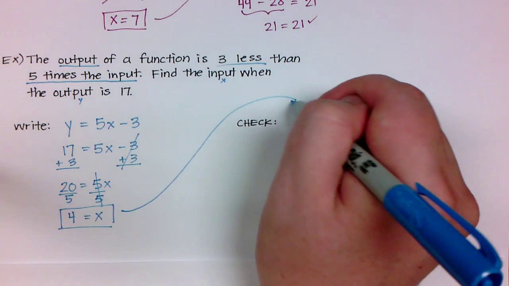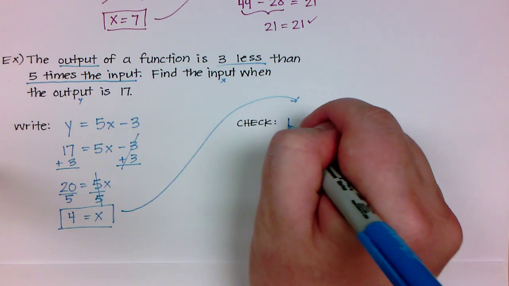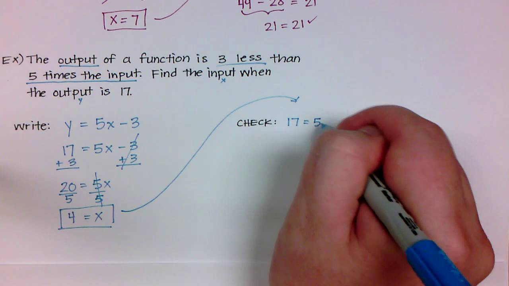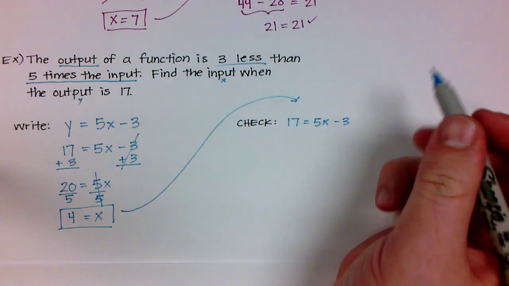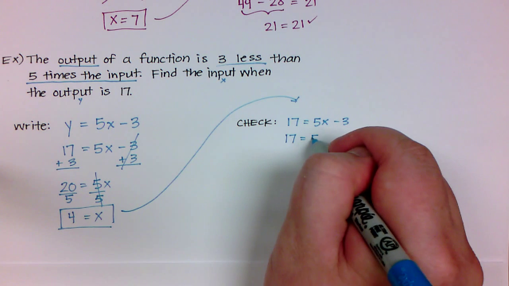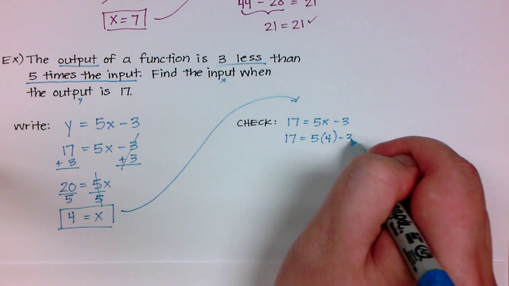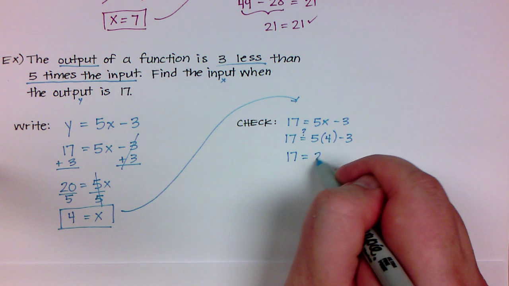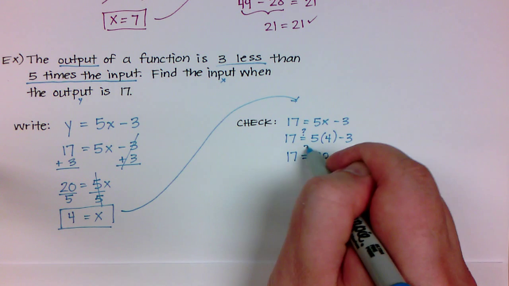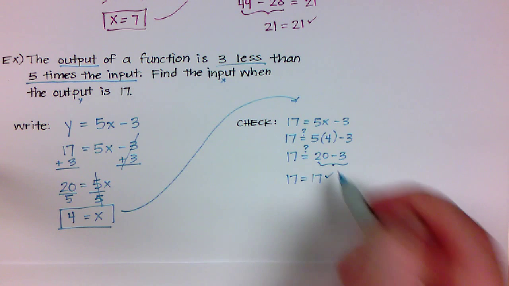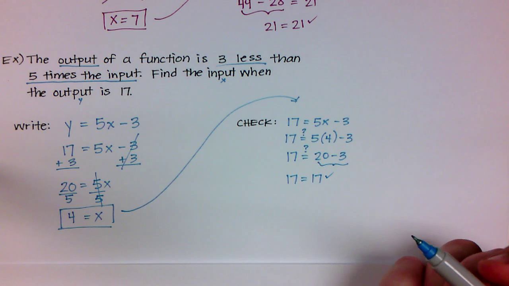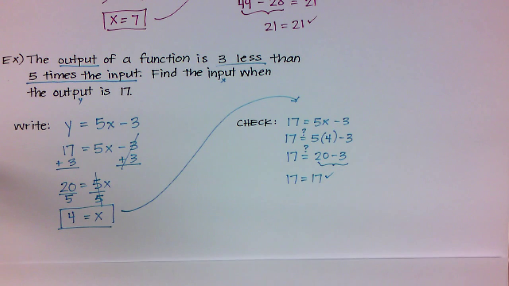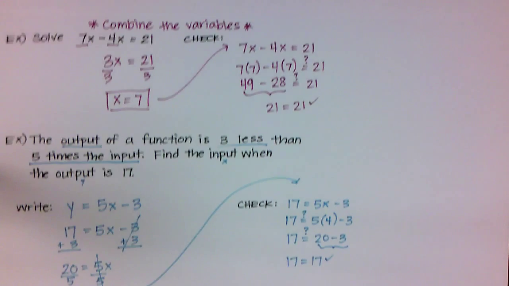So let's go ahead and check to make sure that this is true. So I have 17 is equal to 5x minus 3. I'm going to plug in x equal to 4 and see if that equals 17. So let's see here. That is 20 minus 3, and yep, 20 minus 3 is 17. So I did find the correct solution. All right, you're definitely going to be able to do these, and you're going to get a lot of practice today in your classwork. So now we're moving on to some multi-step equations.